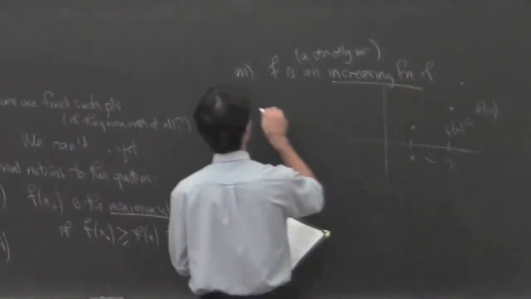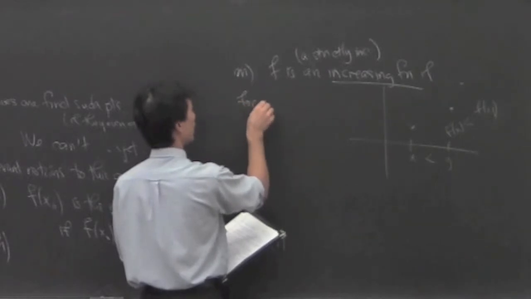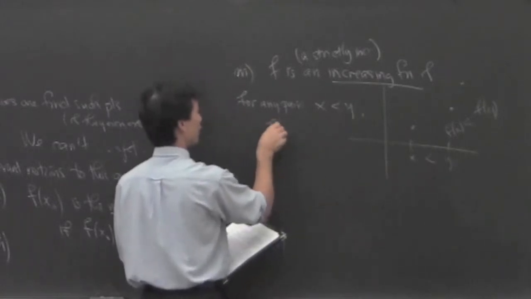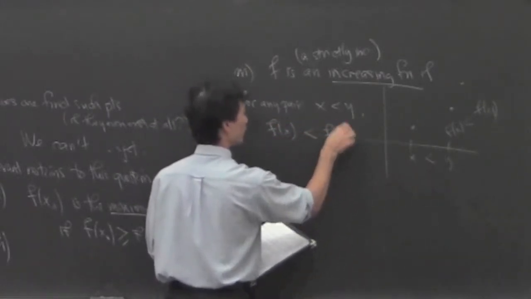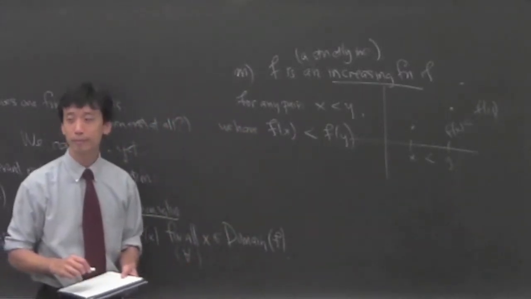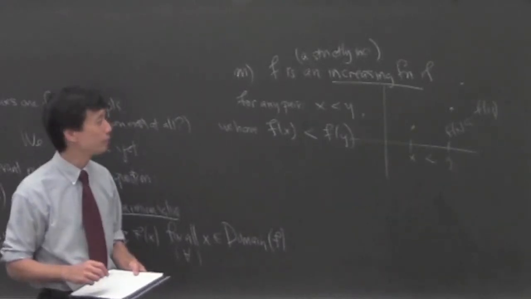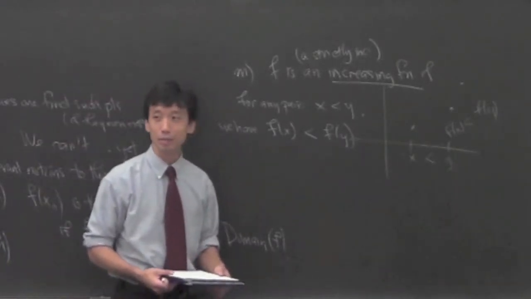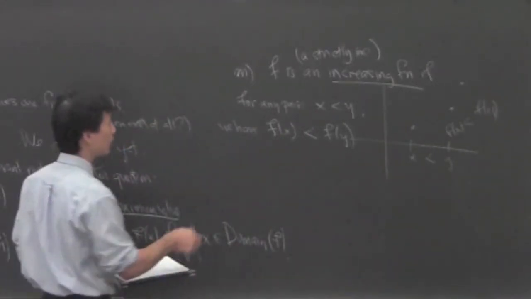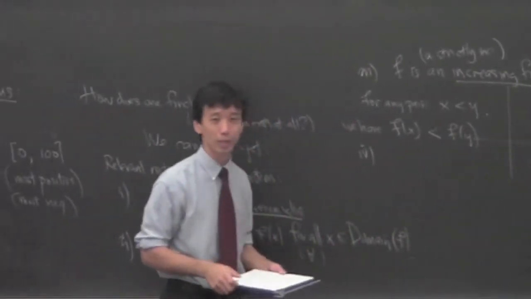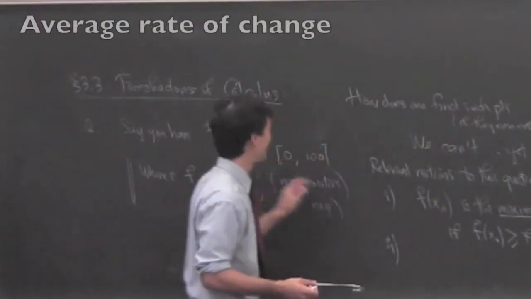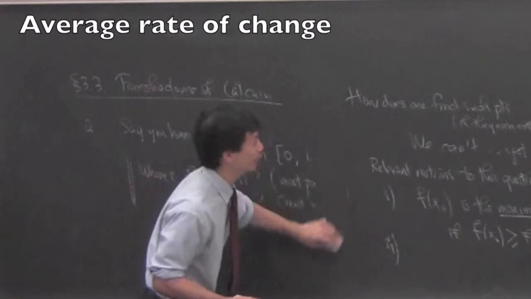So for any pair x less than y, f of x is less than f of y. Just how do you translate this thing into mathematical language? Okay. And number 4, again, I'm not going to describe it, but you know what number 4 is and what the definition is.